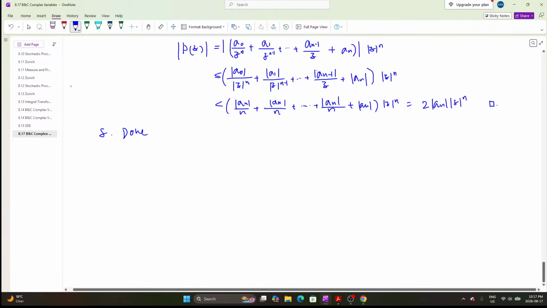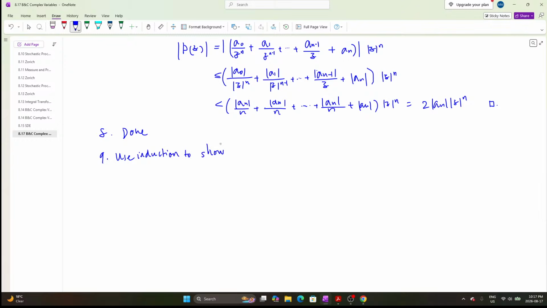And now we have one more exercise to solve. So now we wish to show, use induction to show that the modulus of z to the n is the modulus of z to the n, for n equals 1, 2, and so on. Okay, yeah, when n equals 1, that's a trivial case.